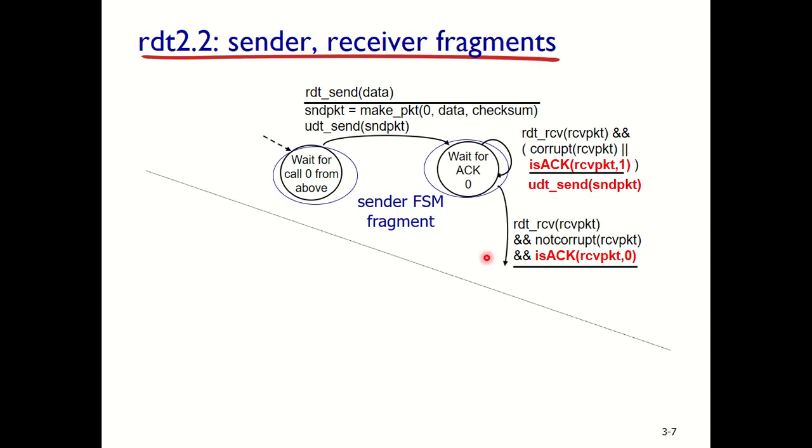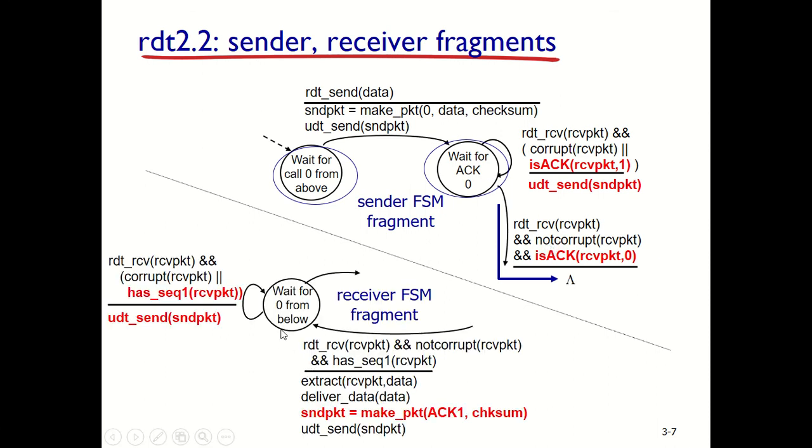So if a packet is transmitted and received correctly, and acknowledgement 0 is received, then the next packet will be transmitted. And this is the FSM for the receiver side for RDT 2.2. I think I have explained it through the example, so this will be easy for you.